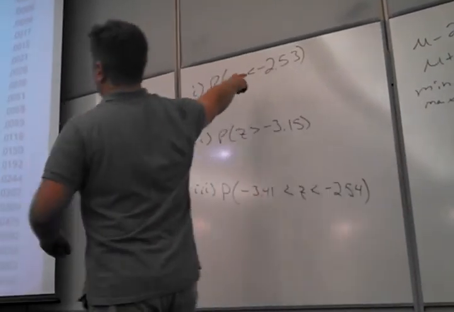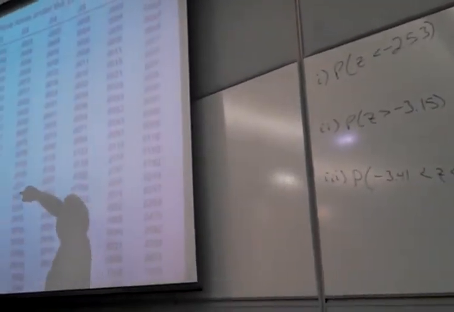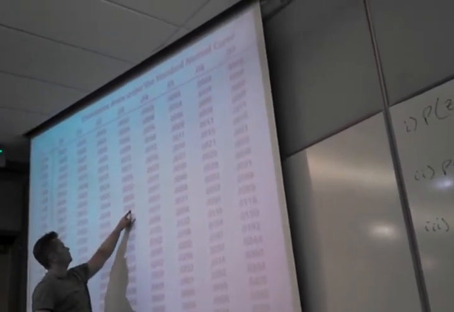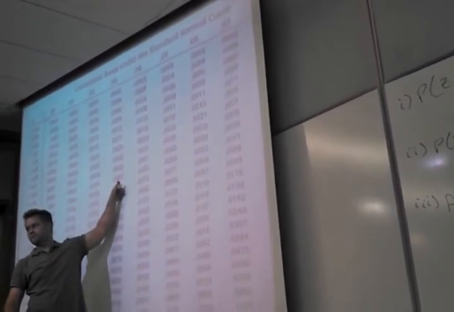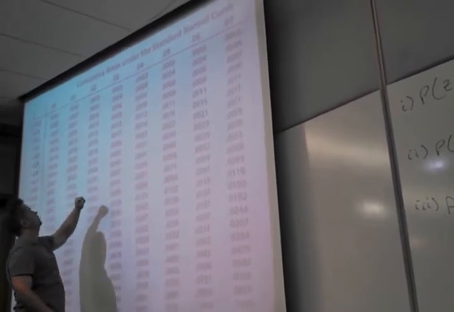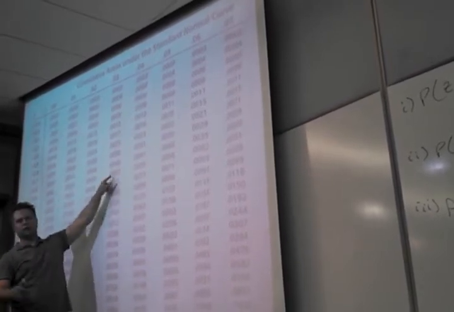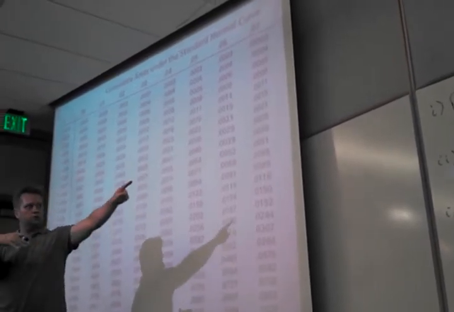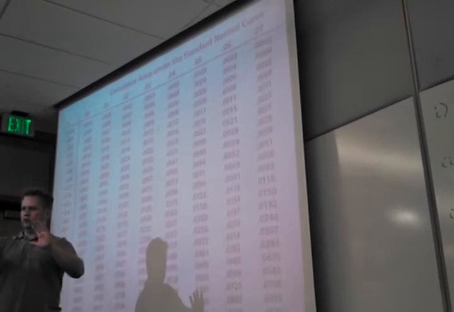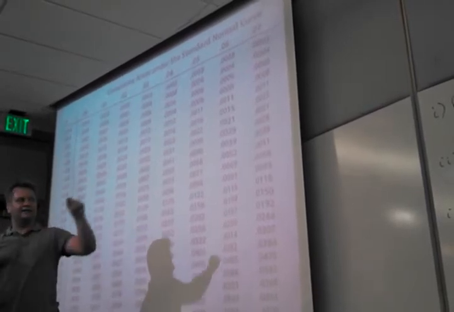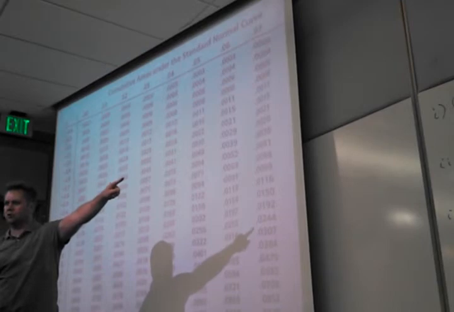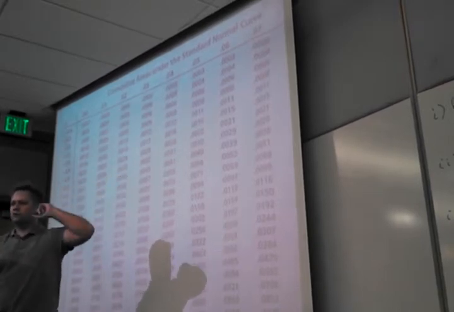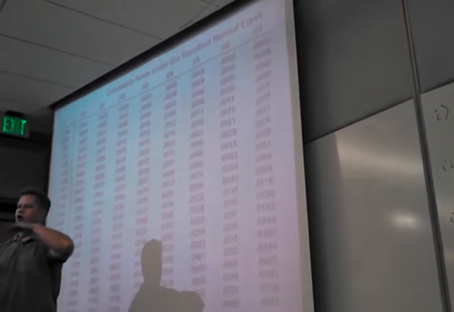So how are we doing here? Less than negative 2.53. So negative 2.53, 0.0057. Is that what you guys got? Yep. What do you mean? It's the percent. It's the probability of several things. That's the area that's below 2.53 in that picture. That's the probability that something would have a z-score less than that in a normal distribution. And it's the percentage of z-scores that would be below negative 2.53. It's all those things all at once.